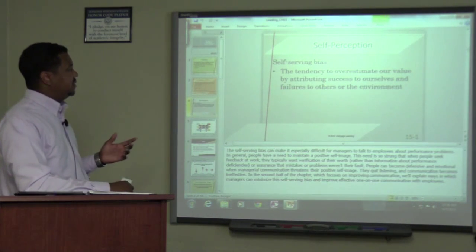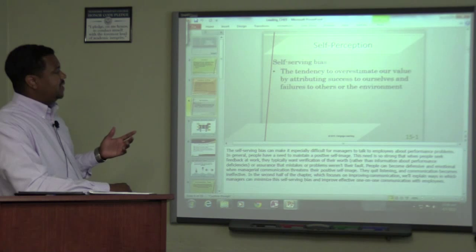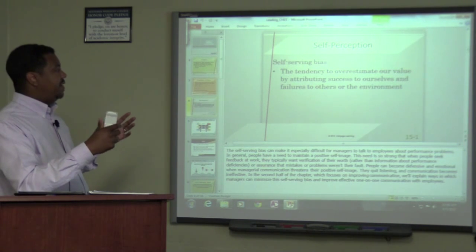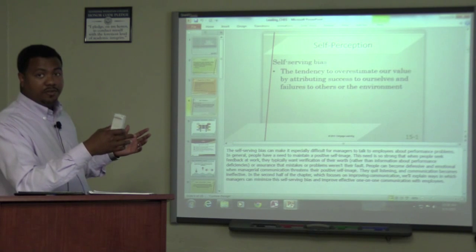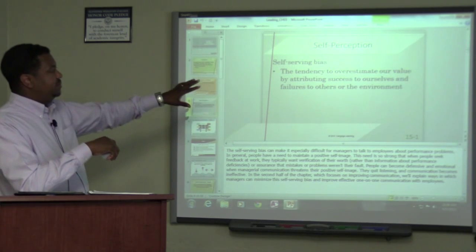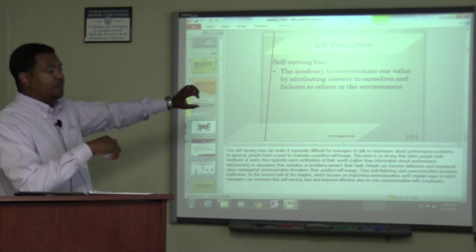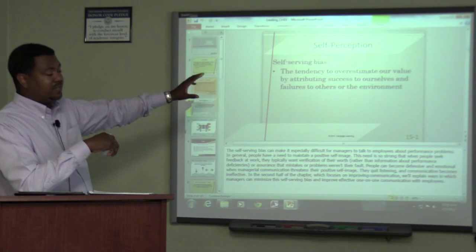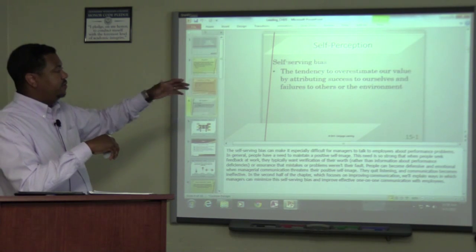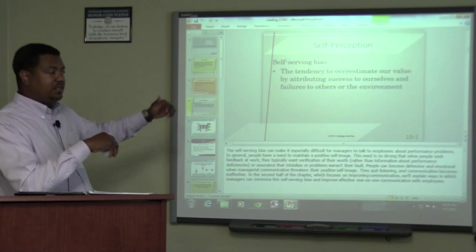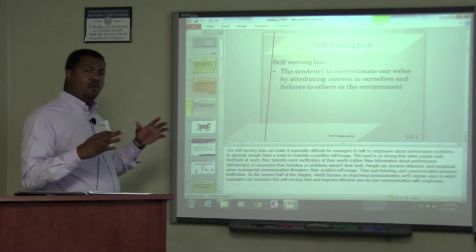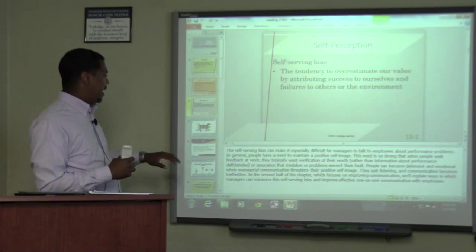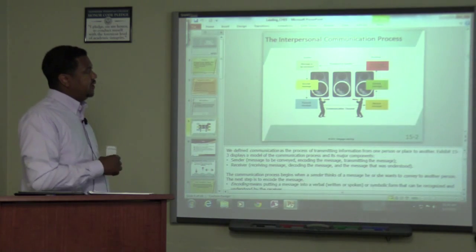What about self-perception? It's basically the tendency to overestimate our values by attributing success to ourselves and failures to others and the environment. We see this self-perception, especially when we start talking about ethical theory, when we talk about CEOs and boards of directors making questionable decisions in the marketplace. Their ability to be successful is a little bit more unrealistic than what they can actually achieve in the organization.